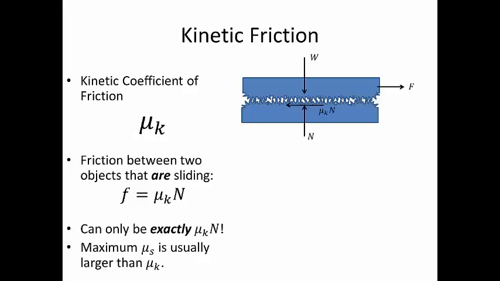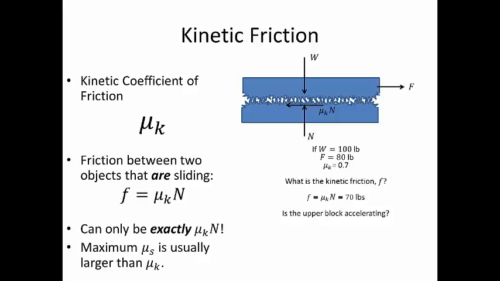If we draw our forces on the upper portion again, like we did on the last problem, and if we have a weight of 100 pounds and we apply a force of 80 pounds, and our coefficient of kinetic friction is 0.7, what is the kinetic friction? Well, in this case, kinetic friction is exactly our coefficient of kinetic friction times the normal force. So we would have 0.7 times 100 pounds, which will give us 70 pounds.